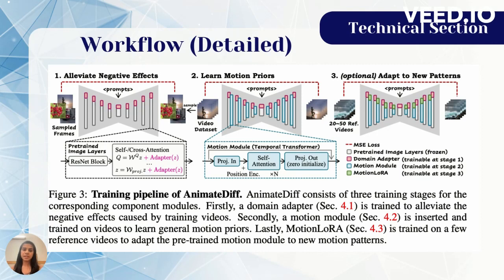And finally, in the last stage, LoRA layers are added to the motion module. LoRA stands for Low Rank Adaptation for Motion, and it's a method designed to fine-tune the module efficiently by modifying only a small part of the model using a limited number of example videos. These example videos demonstrate new motions and allow the module to adapt to new motion patterns.